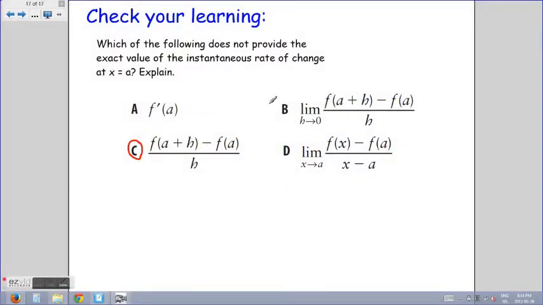For the exact value of the instantaneous rate of change at x is equal to a, you would need a derivative or the limit. So we need a very small interval for us to have the exact value of the instantaneous rate of change. That concludes our lesson for today, and we'll see you next time.